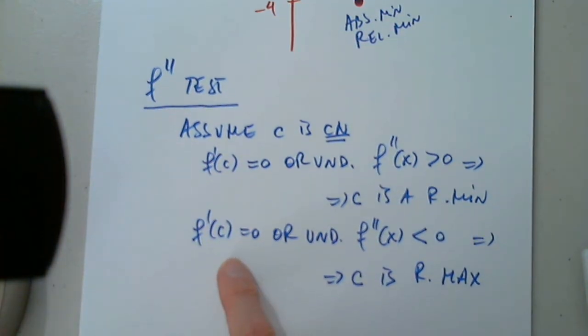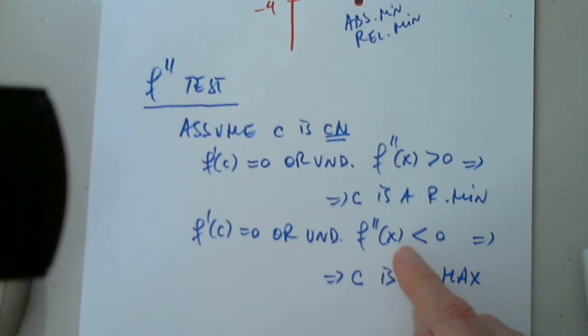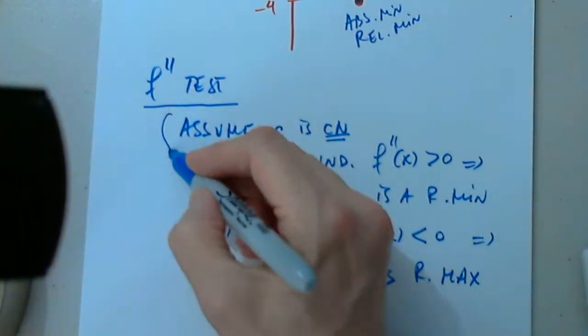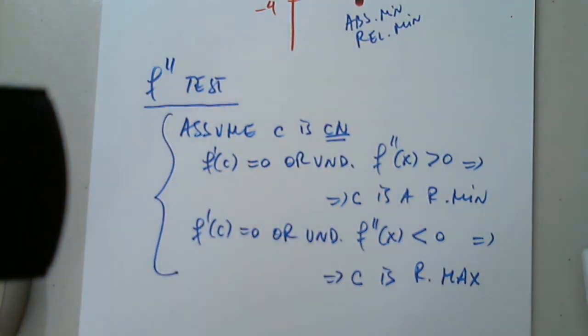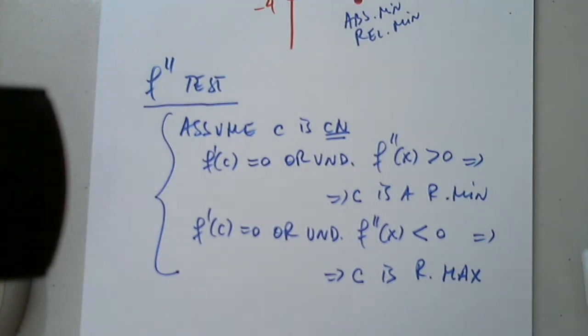And if the first derivative is 0 or undefined, and at that point f double prime is negative, then c gives a relative max. I would recommend it's better to check, but it's up to you. You can use it if you like. Okay, so now let's move on to another problem.